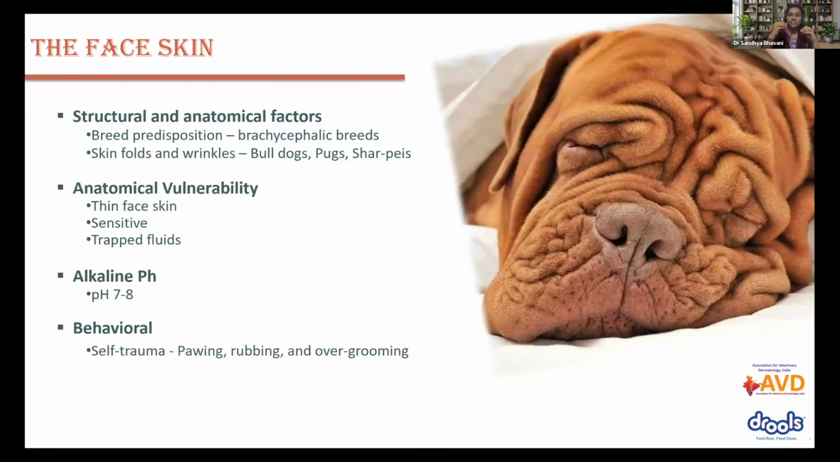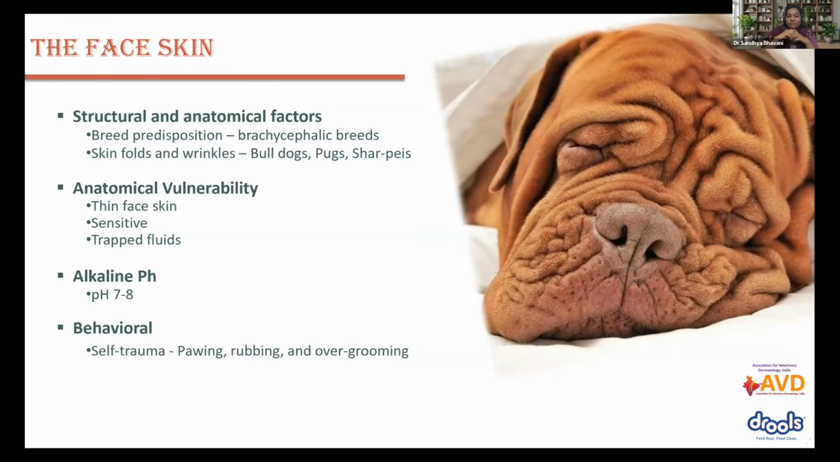There are certain features which make the skin so delicate or sensitive to allergens. The facial skin is thin and sensitive, and at the same time it can trap fluids. Anatomical features of certain breeds are predisposing for facial disorders. Breeds like bulldogs, Persians or Sharpeis have numerous skin folds and wrinkles, so water particles or dust or a humid environment can prevail in those folds, which helps in the growth of bacteria or fungi. So they are prone to fold pyoderma.